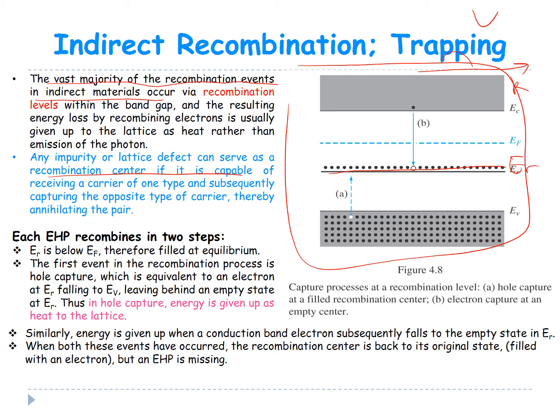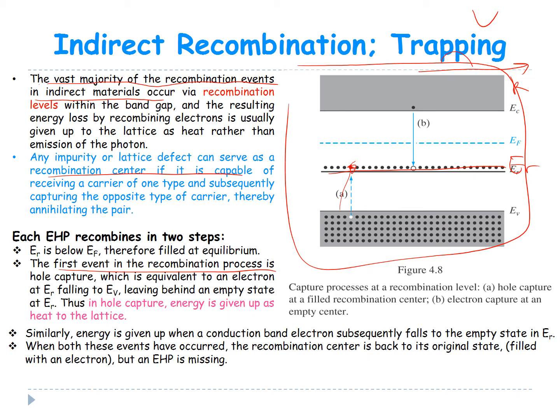Now, ER is below EF, so it means that ER is going to be filled at equilibrium. It's a recombination center, which is actually a state. So the state is going to be filled at thermal equilibrium because it is below EF. Right? So the first event in the recombination process is going to be hole capture. Because this state is filled, we are going to capture a hole at that place. So the place captures a hole.